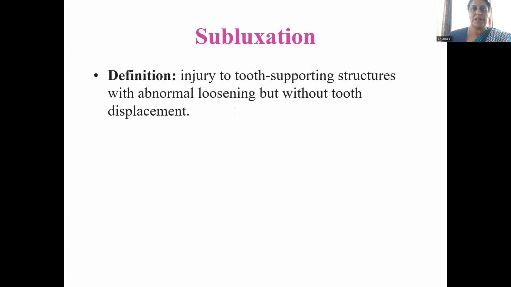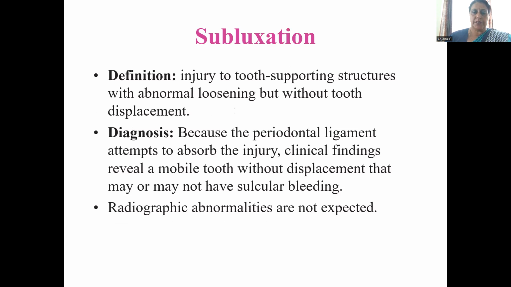By definition, subluxation is the injury to the tooth supporting structures with abnormal loosening but without tooth displacement. How do you diagnose it? Because the periodontal ligament attempts to absorb the injury, clinical findings reveal a mobile tooth without displacement that may or may not have circular bleeding. Here also, radiographic abnormalities are not expected because there is no displacement. Sometimes there might be circular bleeding.